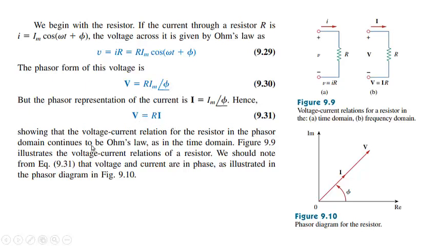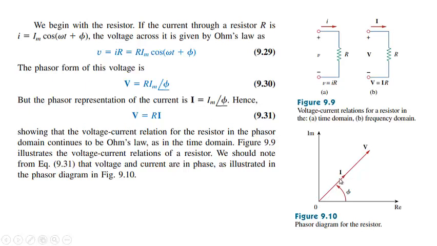So this voltage current relationship for resistance in time domain, V is equal to IR, also holds good in phasor form or frequency domain relation. It remains the same, V is equal to IR. This is also illustrated in terms of the phasor form. Let us say this is I, which is equal to Im at an angle of phi.